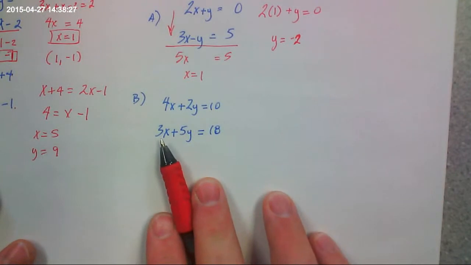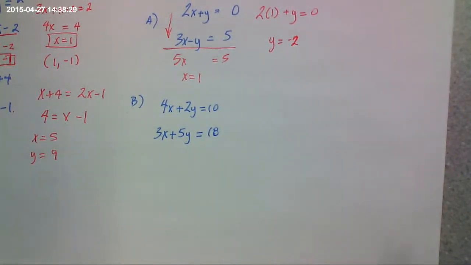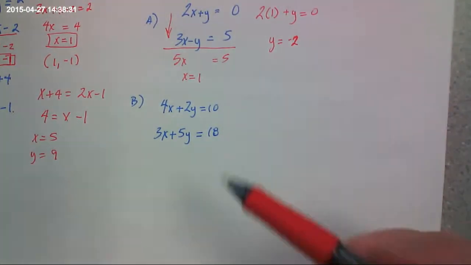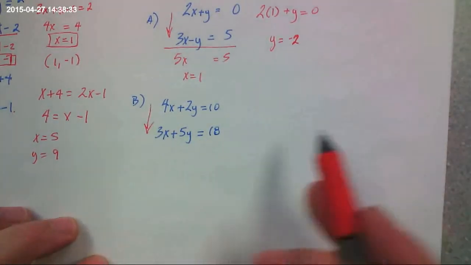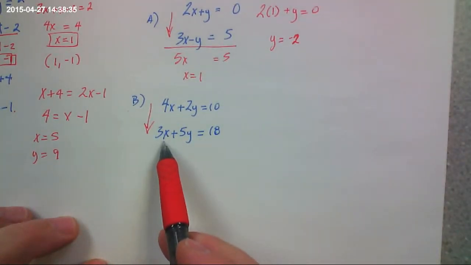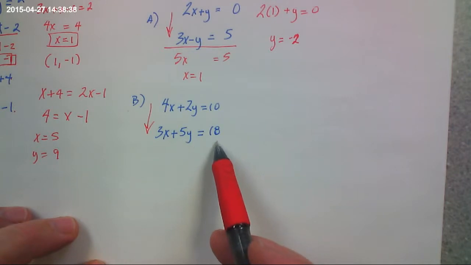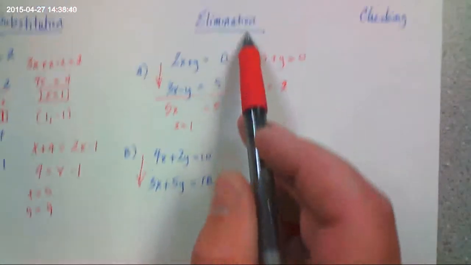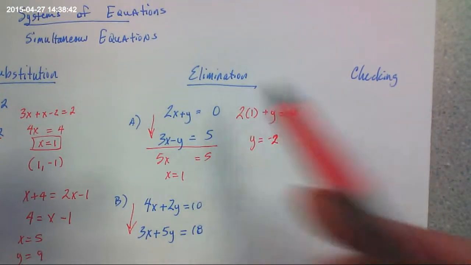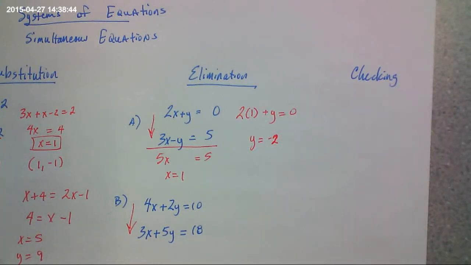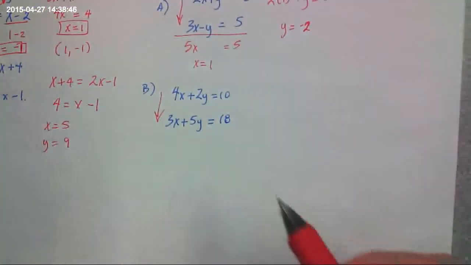This is perhaps the trickiest kind right here. It's really not so bad. See, look, if you add them up as they were right now, you would get 7x plus 7y is 28, and you didn't eliminate anything. The method's called elimination because what you're going to work at is eliminating one of the letters.